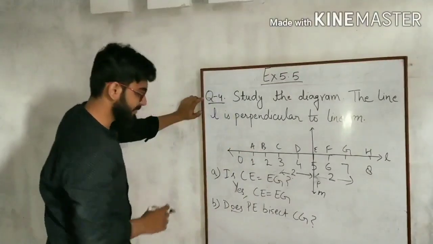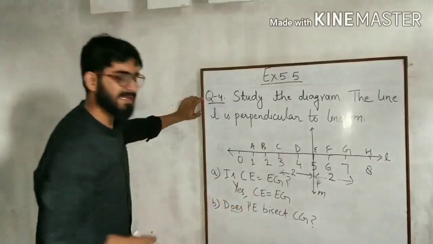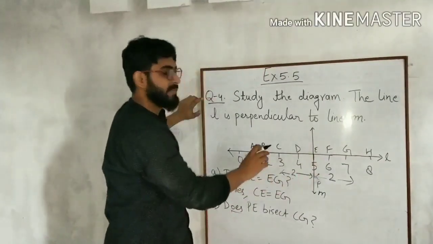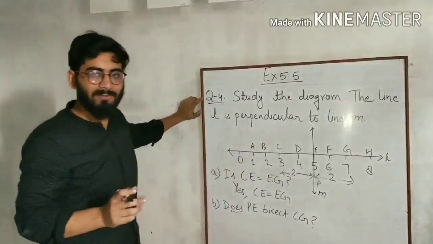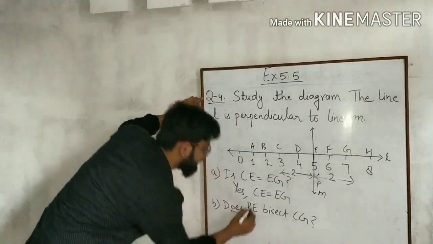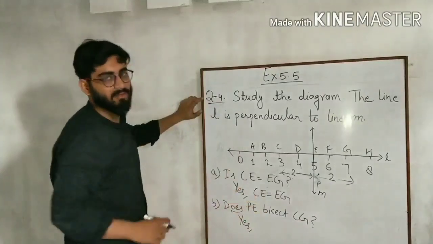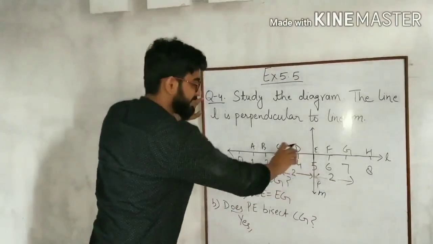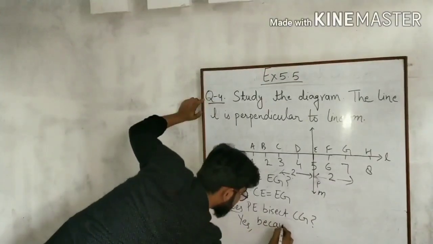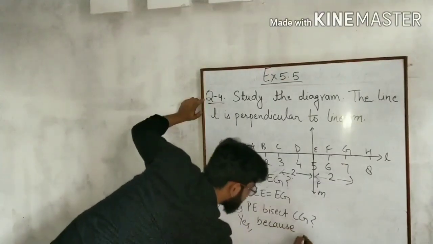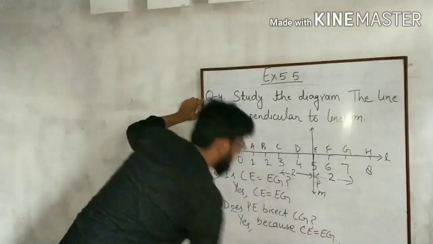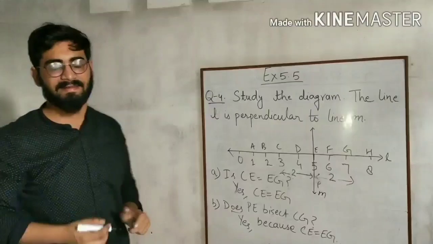Now moving to the B part. Does PE bisect CG? That means, does PE divide CG into 2 equal parts? Yes, PE bisects CG. Why? Because we know that CE is equal to EG. That means PE bisects CG. Yes, because CE is equal to EG. So we can say that PE bisects CG.